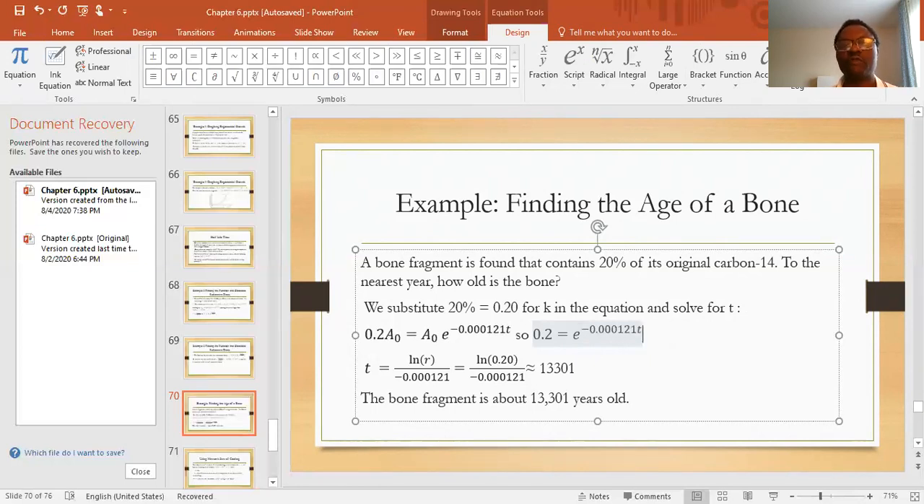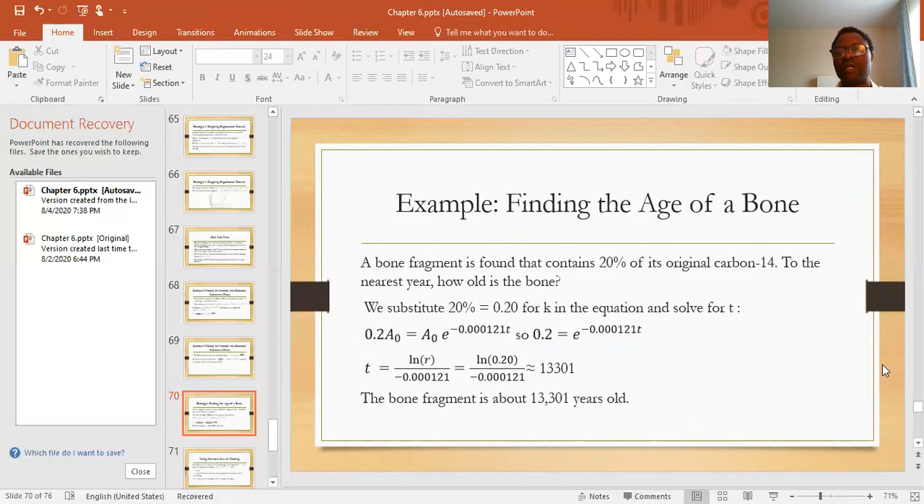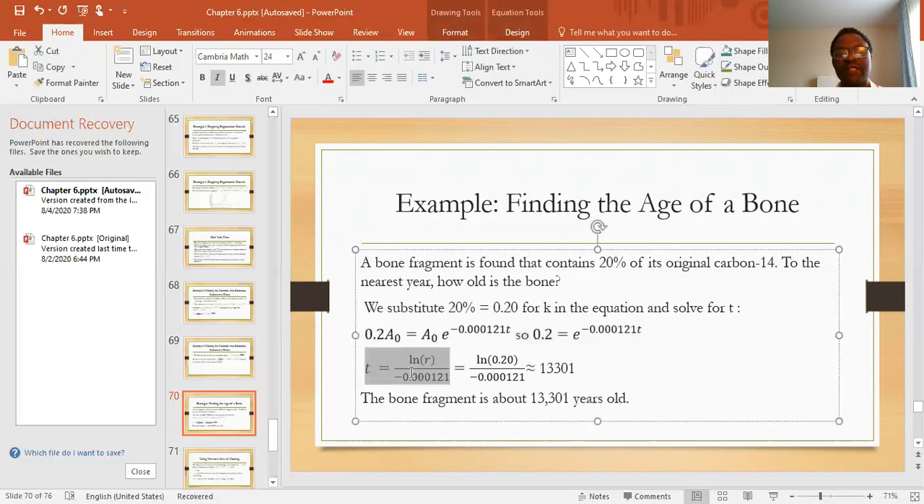Now solving this equation for t gives us t equals the logarithm of R, where R is the percentage remaining in general. That's why you have R here. So we have the logarithm of 0.2 divided by negative 0.000121, which is 13,301 when rounded. So the bone fragment is about 13,301 years old. This is the procedure of dating using carbon-14. In general, always use this formula when you have a dating problem, knowing that R is the percentage remaining in the material or the object you are studying.